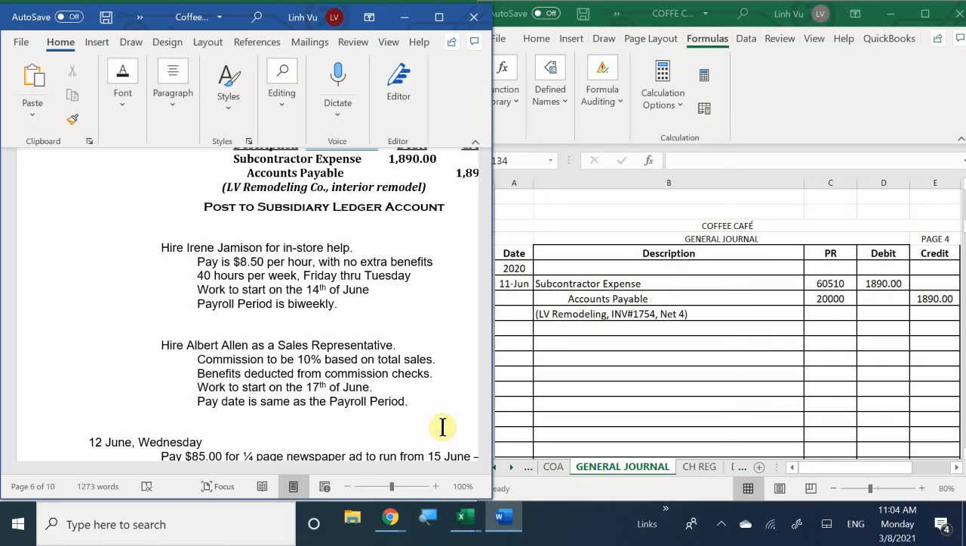Commission based at 10%. Good. That means he's going to be paid based on commissions of 10% of total sales. So in this case, he's going to be responsible for reaching out to other companies and gaining more popularity to our store, right? Getting customers who want to buy our coffee.